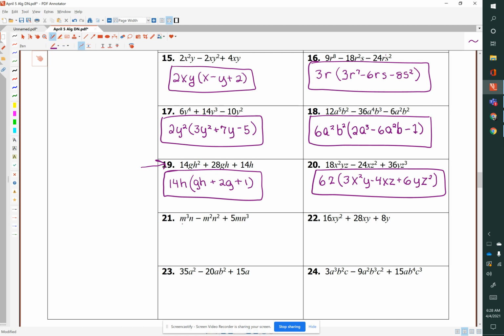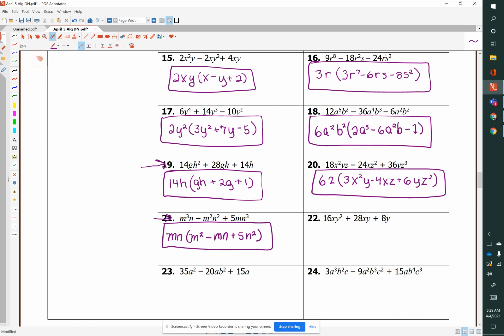So number 21, m to the third n minus m squared n squared plus 5mn to the third power. So it looks like we can factor out m to the first and n to the first. So mn. So that would leave m squared, because we factored out the n, minus mn plus 5n squared. And again, if you were to distribute the mn through these three terms in that trinomial, you would end up back where we started.